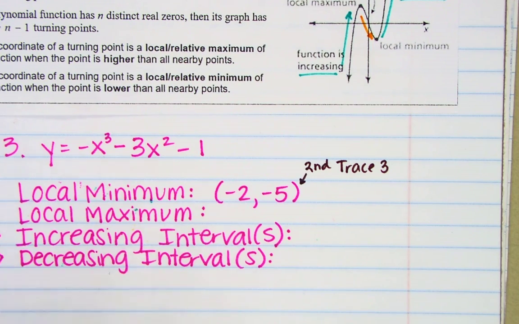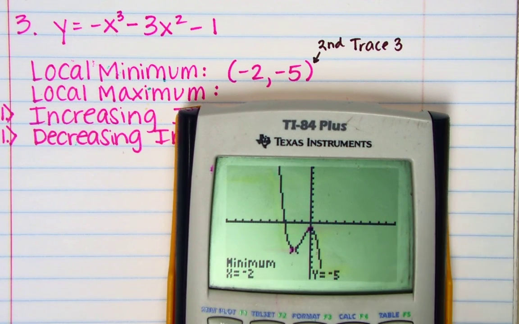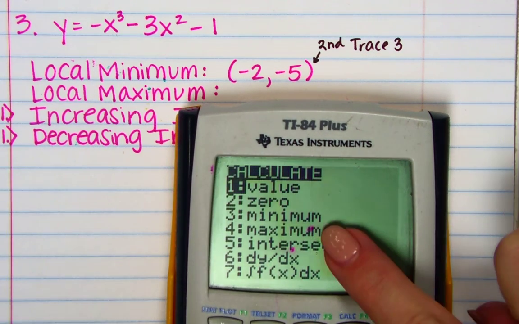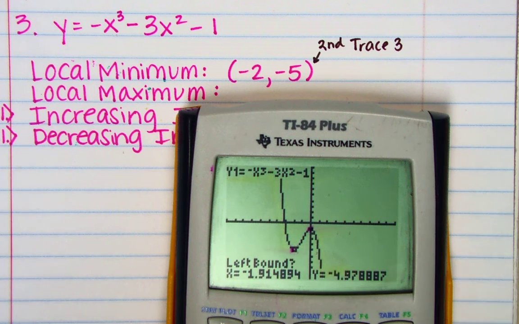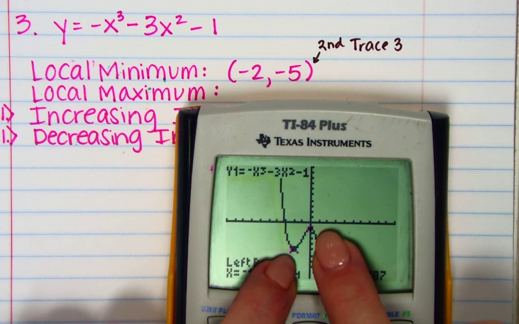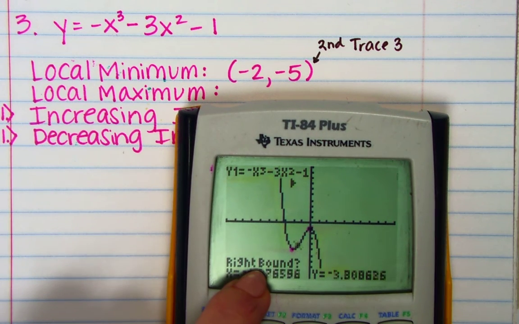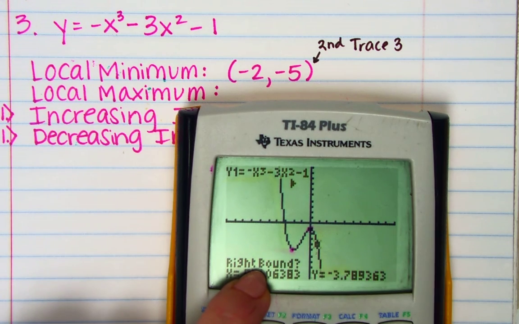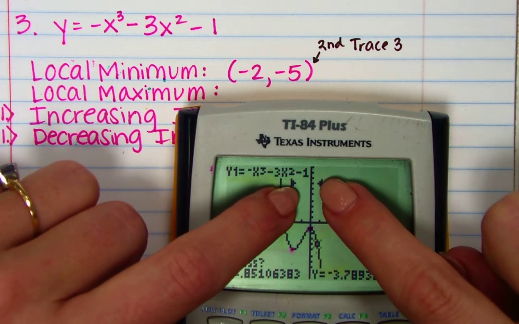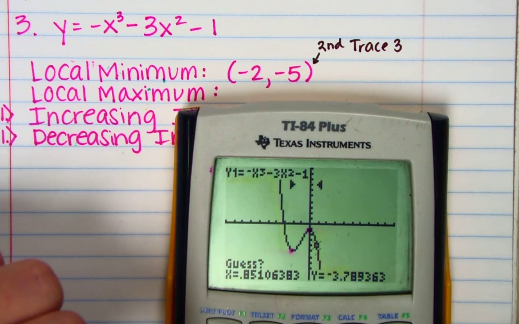Okay, we can do the same thing with the local maximum. Again, I can see it, right? I'm going to do second trace 4 is maximum. Again, it wants you to go to the left of my maximum. Well, I'm already there, I'm already to the left of my maximum, so push enter. And then it wants you to go to the right of the maximum. Move it over to the right, and push enter. And now again, it's got these markers. It's going to find my maximum that's between those 2 markers.